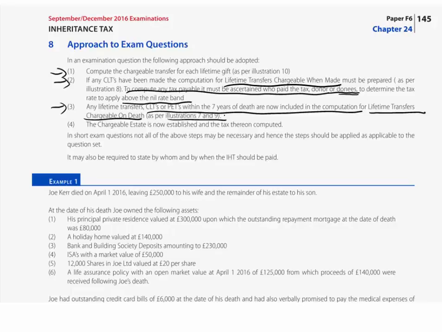What we also said is that in addition to calculating the amount of tax that is payable, either in lifetime or on death, you might be asked to state by whom the tax has to be paid and by when. Go back and remind yourself of the basic admin there. Now, what that leads us to is example 1, which is the first full-blown written example indicative of what we might see within section C.